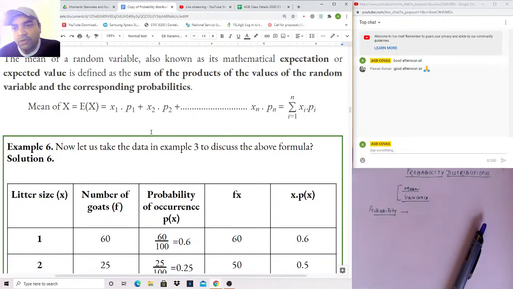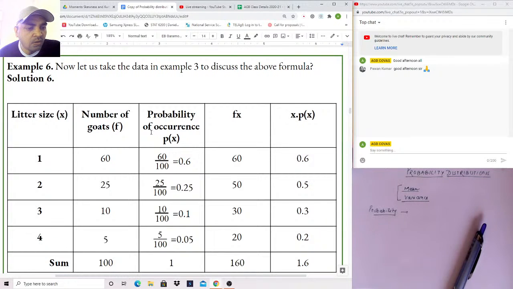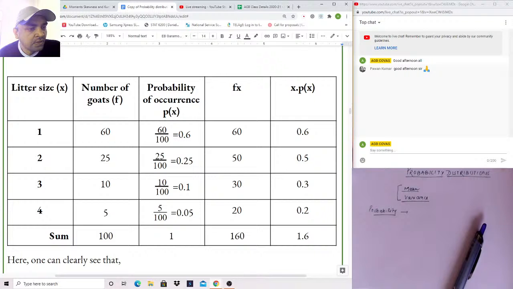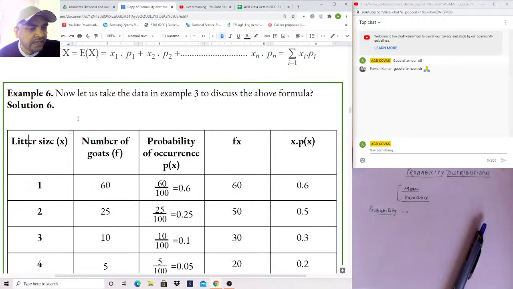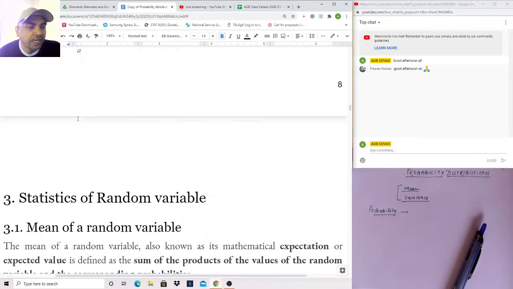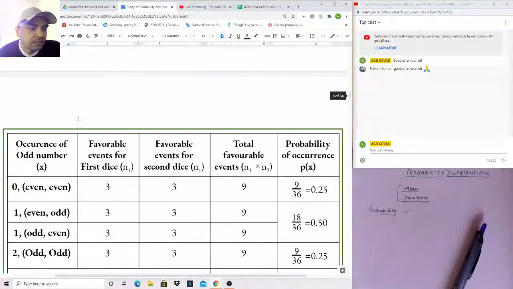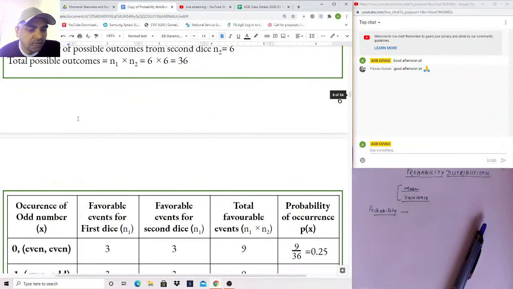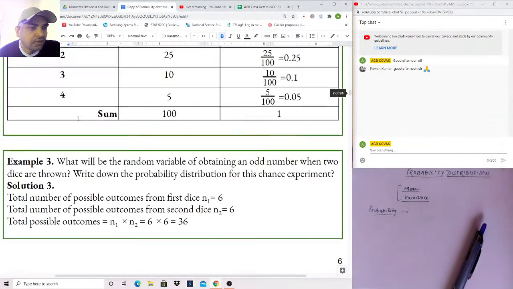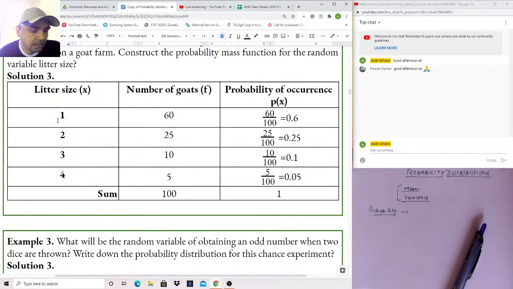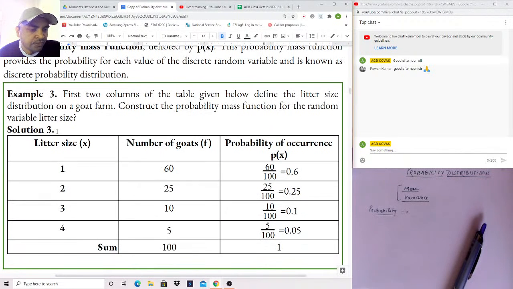Let us now see one example here. Let us take the data of example 3 to discuss the above formula. I will take you back to the data of example 3. Yes, it is this example.